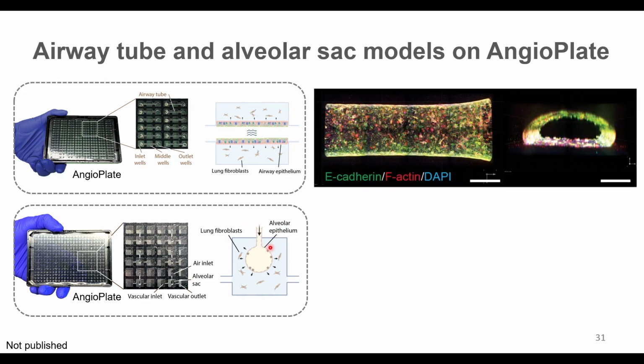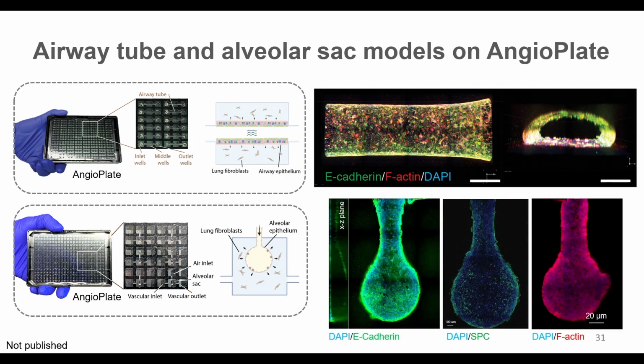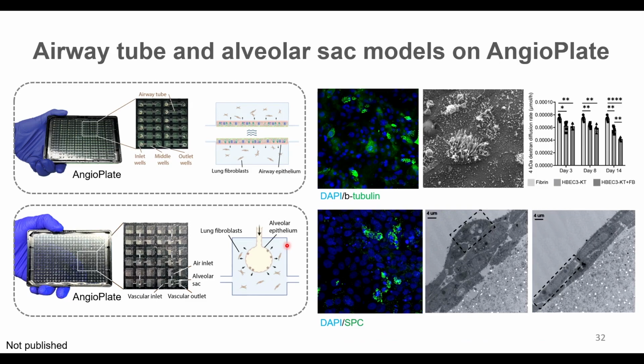So for the airway tube, we create a channel, we populate that channel with airway cells, and then you get these nice airway tubes. For the alveolar sac model, we create these chamber-like structures and populate them with primary alveolar cells, and then you get this alveolar sac. Now, with some differentiation, we can also get ciliated cells on the airway tube, and we also get type 1 and type 2 alveolar cells inside the alveolar sac model.